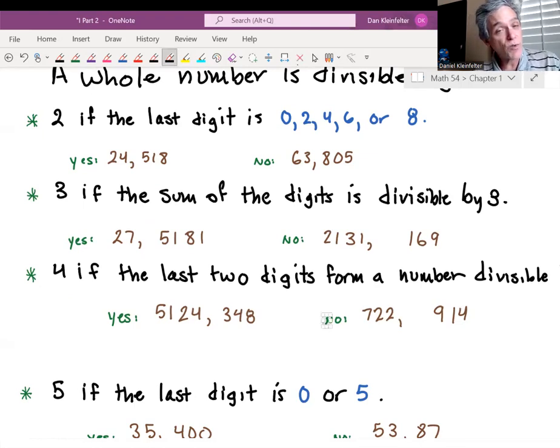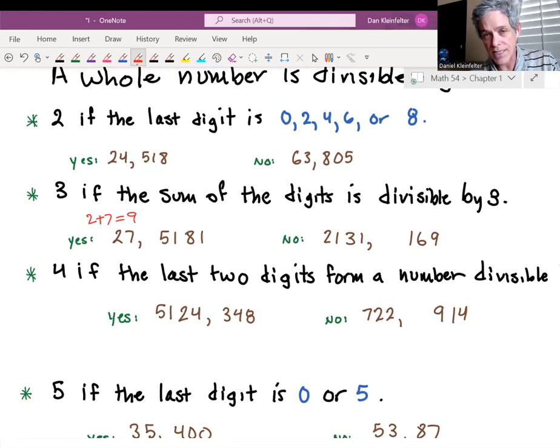Okay, the test for 3 is kind of interesting. This one involves the sum of the digits. So you add up the digits and decide, is the sum, that is the answer, divisible by 3 or not? For example, 27 we know is 9 times 3, so it is divisible by 3. What's 2 plus 7? 2 plus 7 is 9, and 9 is divisible by 3. So that means that the original number, 27, is divisible by 3. Try that again.